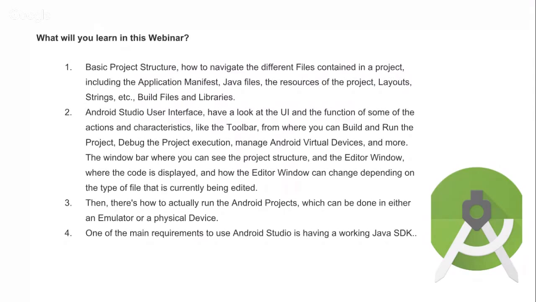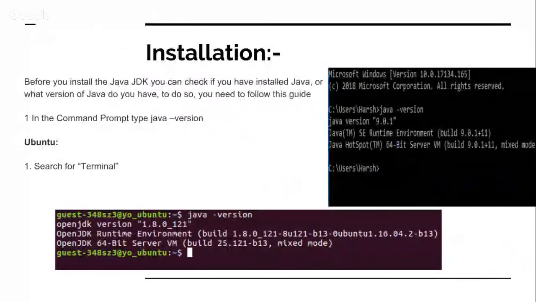The second thing you will work on is how to work with UIs and connect with UIs. And finally, how to run the app on your emulator and how to run it on a physical device. So let's get started. Our first step is how to install Android Studio on your PC or laptop.